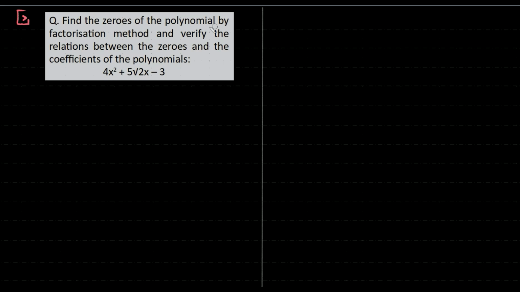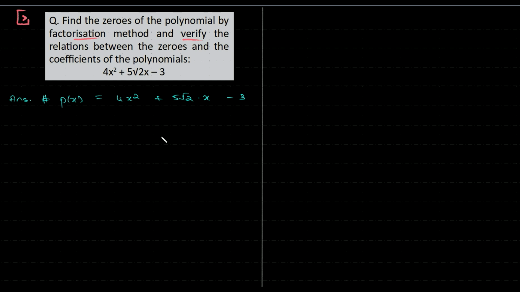Find the zeros of the polynomial by factorization method and verify the relationship between the zeros and the coefficients of the polynomial. So we have a polynomial which has a root in the middle. I hope you guys are able to do roots now. I've taught a few questions by now. If not, if you found that to be simple, okay, one more question then.